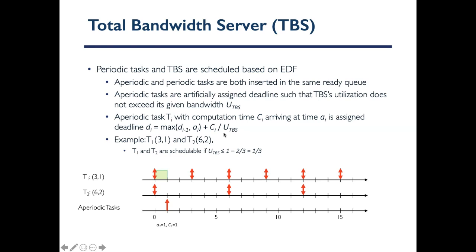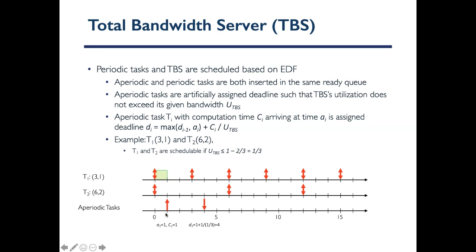Now I use this formula. There is no previous deadline, so it is 0, basically. So the max of 0 and 1 is 1, plus C_1, which is 1, divided by U_TBS, which is 1/3. That gives me a deadline of 4. So I'm going to set the deadline to be 4 for this task. Now I have created an artificial periodic task, or a task with a deadline, basically. Now the scheduler looks at T2 and this task. T2's deadline is 6.